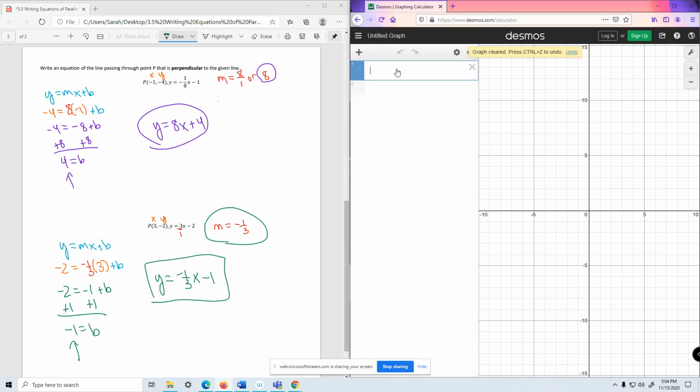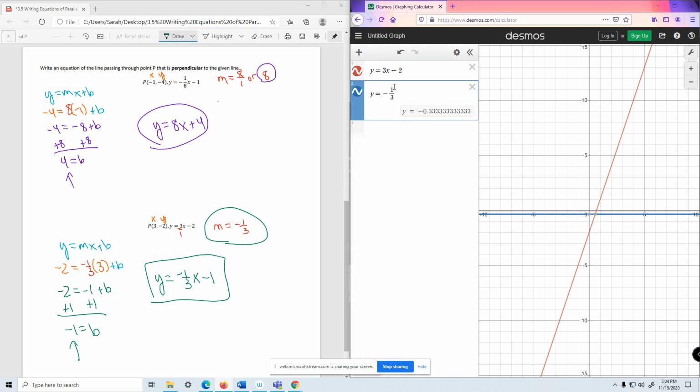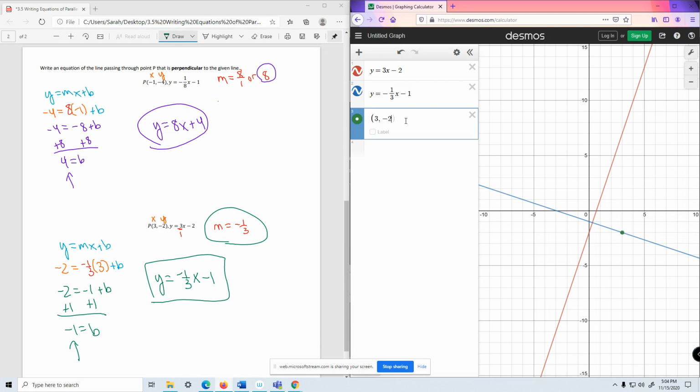Let's do that graphing just to double check everything works out. Type in your first equation, 3x minus 2. Type in your new equation, negative 1 over 3x minus 1. And make sure that the point 3, negative 2 goes on that blue line, which it does. So that's how you write the equation of parallel or perpendicular lines.